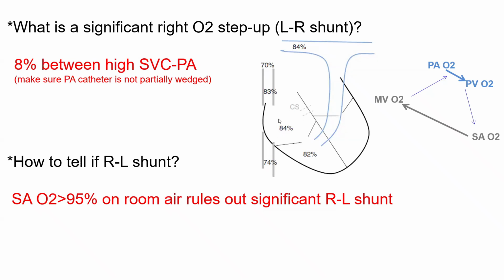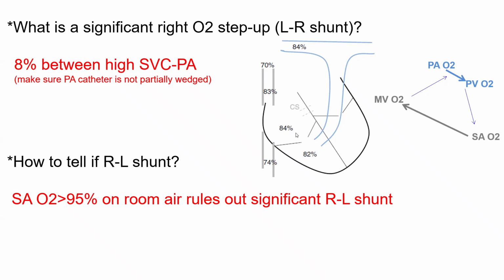You could have a step up at the RA level. However, the shunt could be a VSD. For example, you could have a VSD with a step up here and some tricuspid regurgitation that streams into the RA, and you happen to be sampling that stream. So keep that in mind.